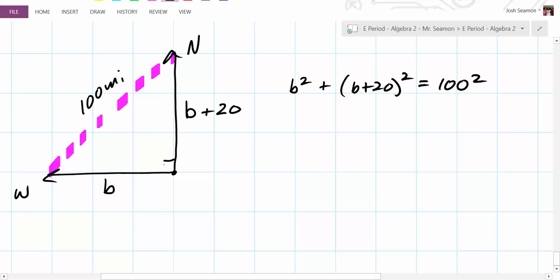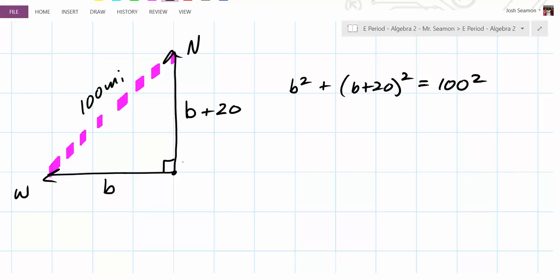Anybody know where that came from right there? In a right triangle, what do you know? The base squared plus the height squared is equal to the, what's this side called? The hypotenuse. Yeah, the hypotenuse. So if this was A, this would be C, but A squared plus B squared is C squared, but in this case, it's b squared plus b plus 20 squared equals 100 squared.